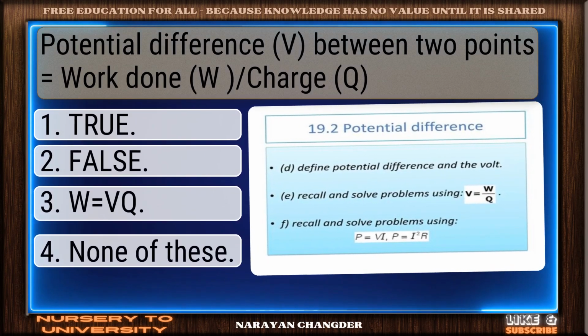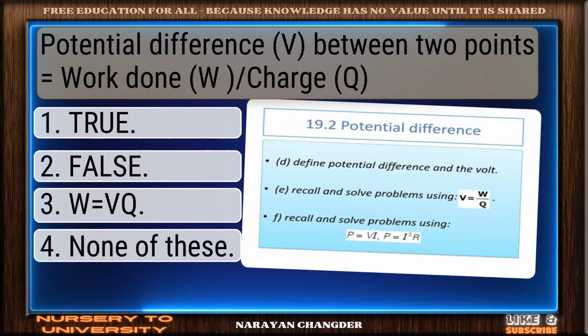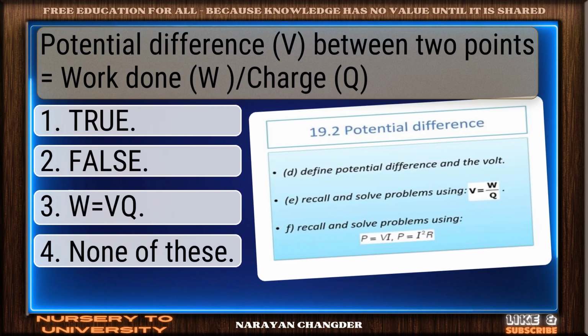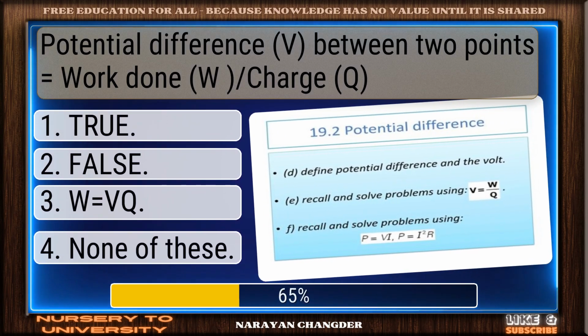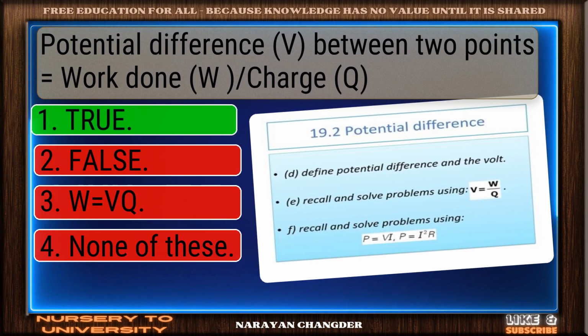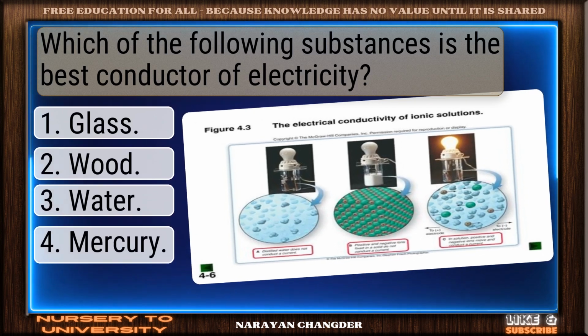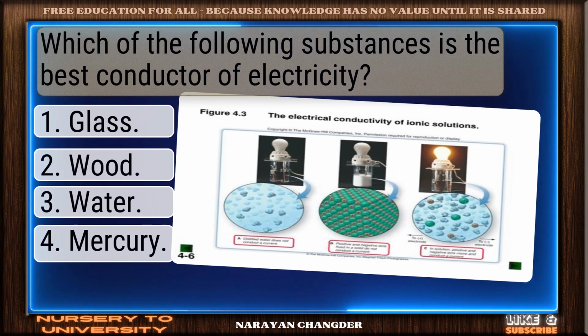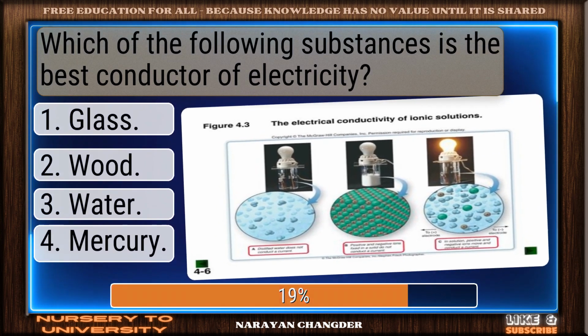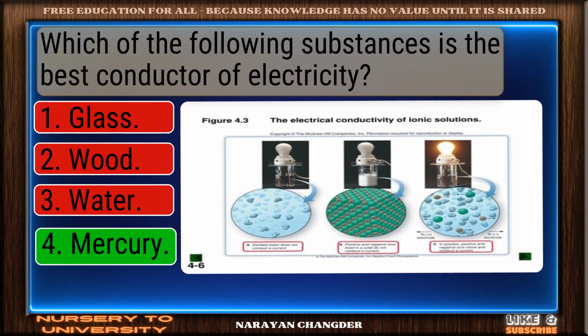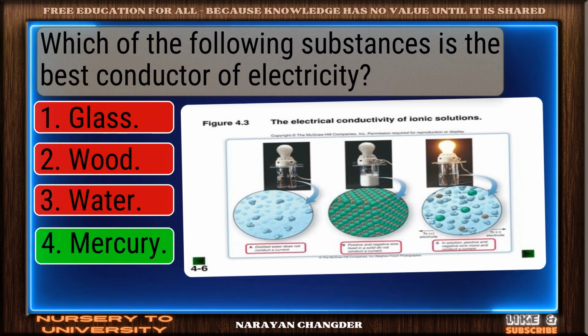Potential difference between 2 points equal to work done per unit charge. On track. True is correct. Which of the following substances is the best conductor of electricity? Good job. Mercury works well.